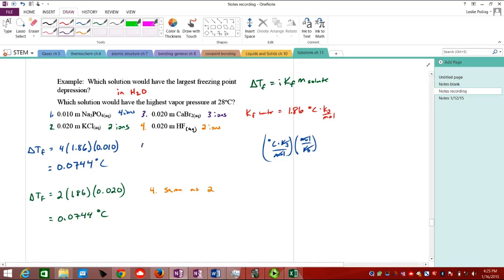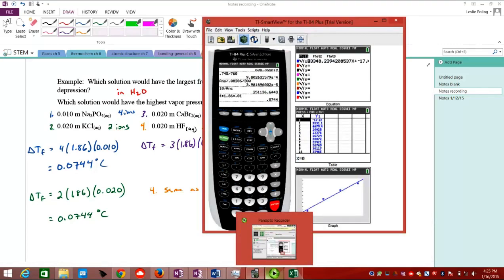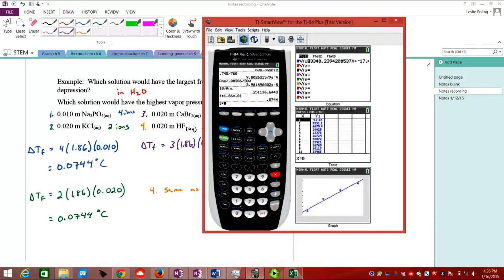So let's look at the third one. 3 is our i, 1.86, and then 0.020. And just looking at the setup, we can tell that one is going to be the highest, even without putting it in the calculator. 0.1116.